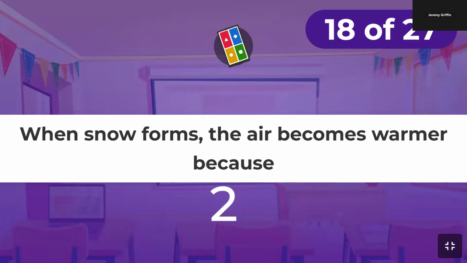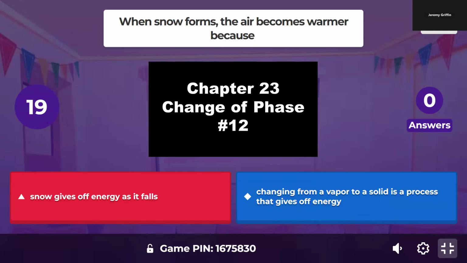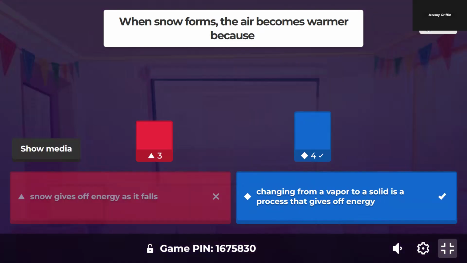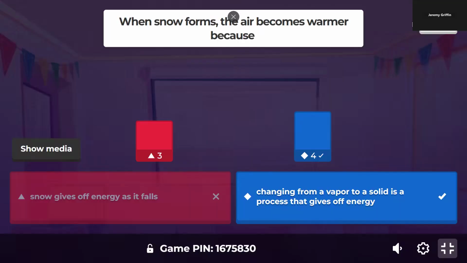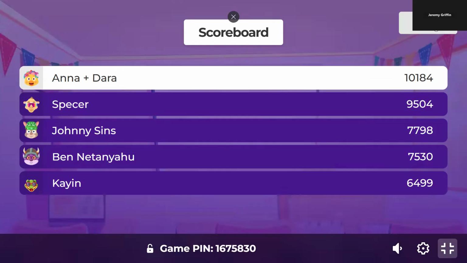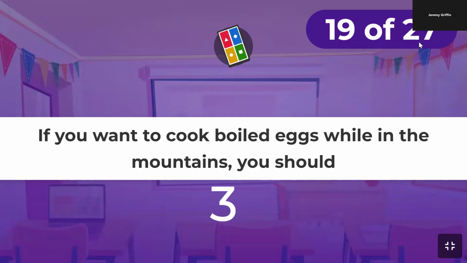When snow forms, air becomes warmer because, yeah, changing from vapor to solid gives away energy. That's going from somewhere on the right of this curve to somewhere on the left of this curve. Think of it that way. All right. I think I gotta step this up a little faster. We got about 8 questions left.